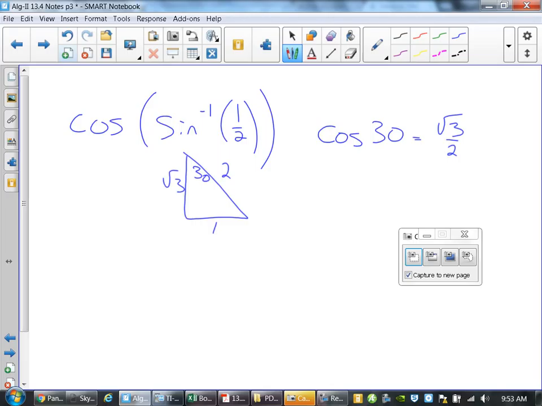No. Remember, the inverse function means what angle has the sine of 1/2? So this is the exact same thing you did yesterday. And then I was saying, hey, what's the cosine of that angle you just found?